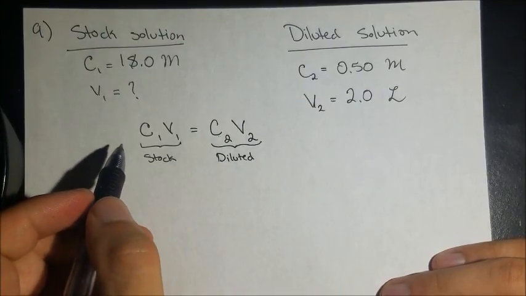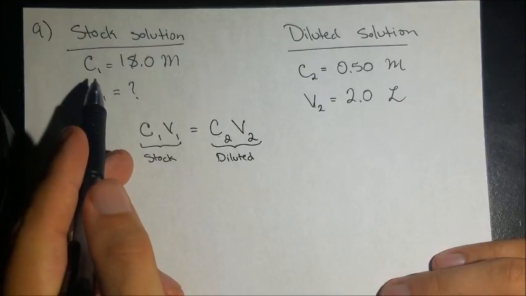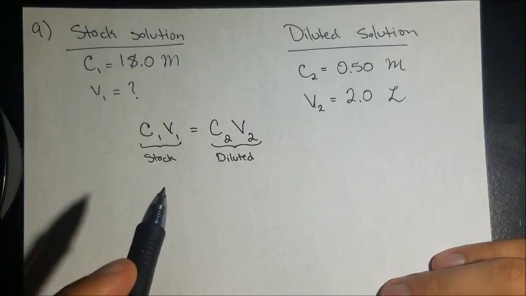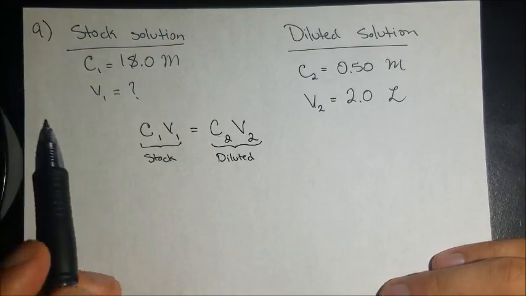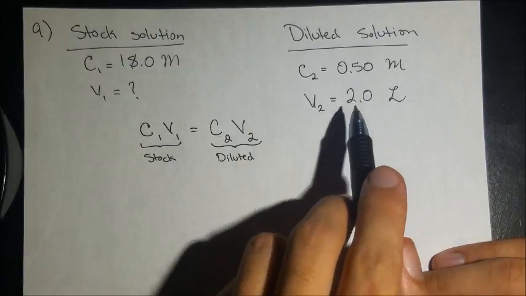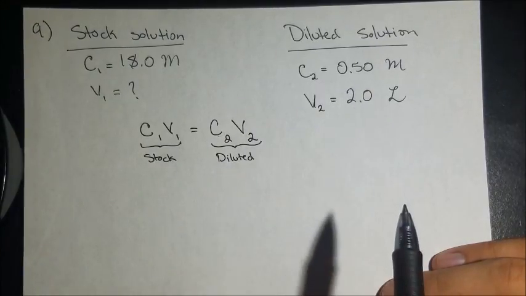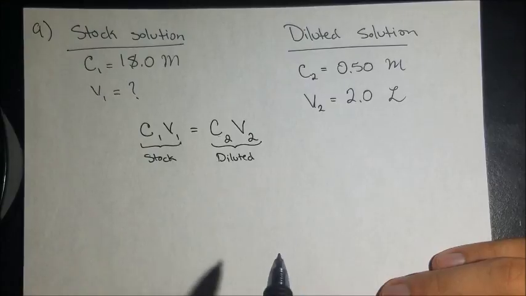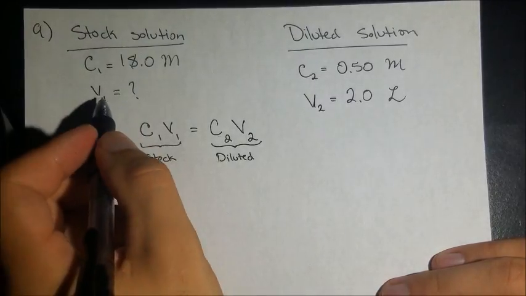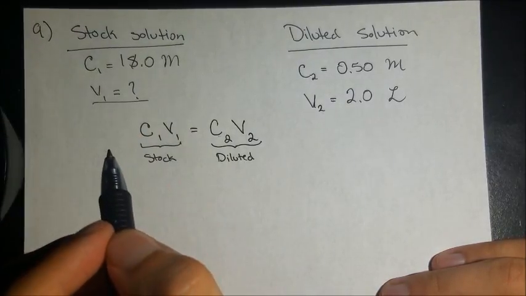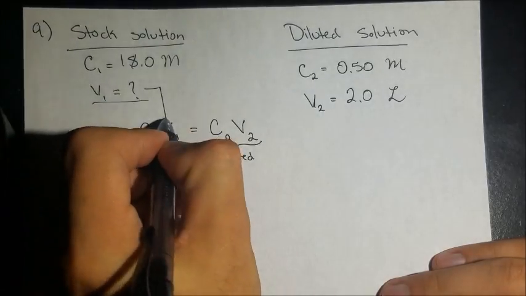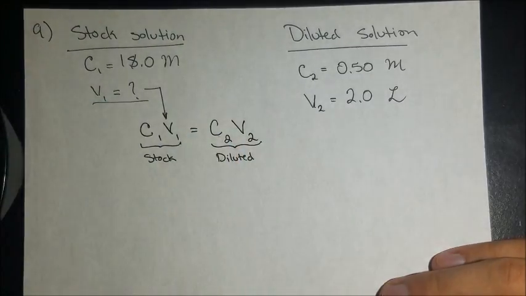So I went ahead and made C1 18 molar, so that's the molarity of the stock solution, and C2 is 0.5 molar, and then V2 is 2 liters for the diluted solution. And what we're looking for here is, what is our V1? So V1 is going to be right there.